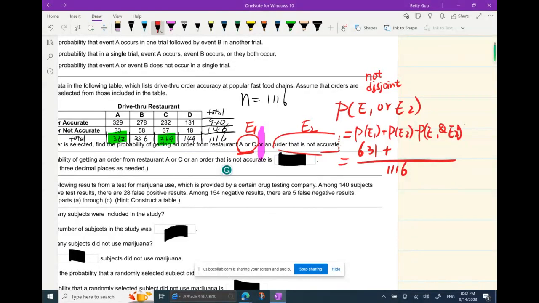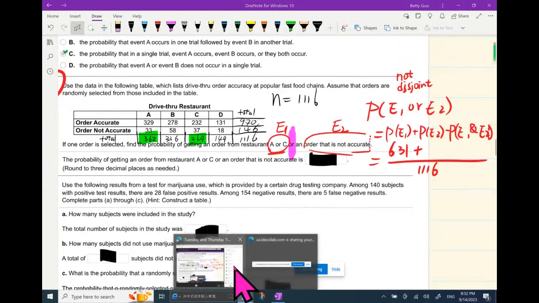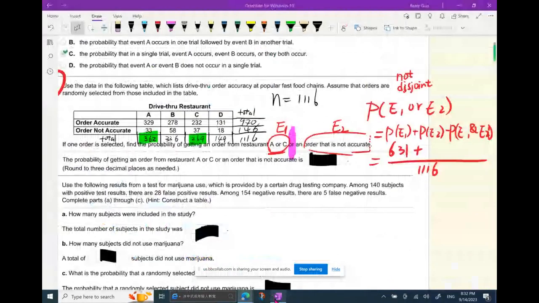And the second thing in the numerator, how many orders are not accurate? E sub 2 represents the order is not accurate. Among the 1116 orders, how many of them are not accurate? You're going to look at the second row. Awesome, 146.